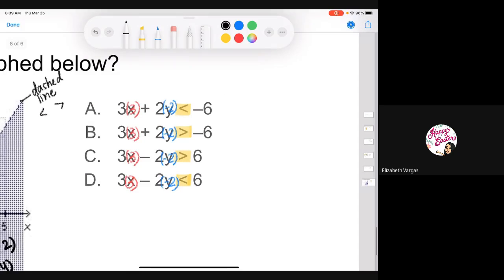And when I solve, this is what I get. I get 5 is less than -6. 5 is greater than -6. 3 is greater than 6. Oh, 13. 13 is greater than 6. And 13 is less than 6.